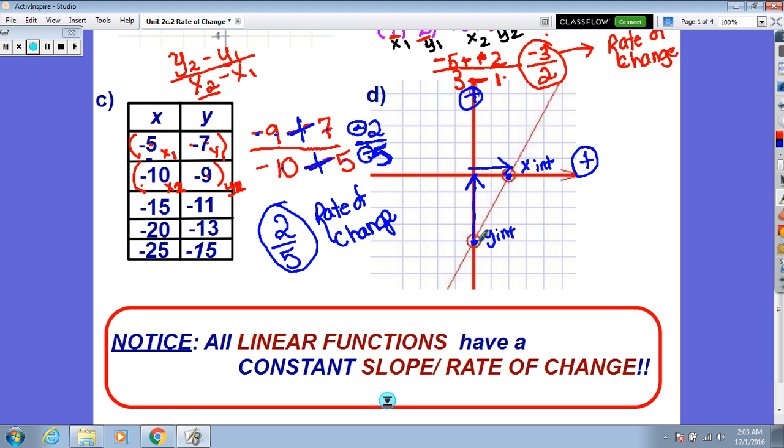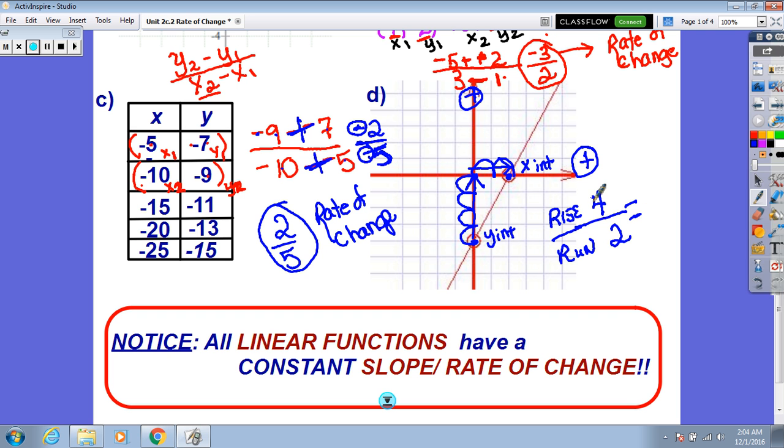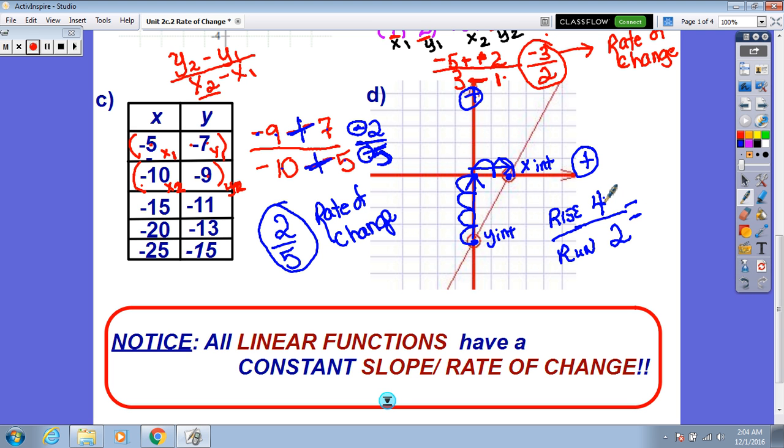Now I just have to count them out. So we count as we move. 1, 2, 3, 4. So that is a positive 4. And remember that number goes on the top because that is my rise number. And then run will go on the bottom. So we have to run over 1, 2 spaces. Okay? Once again, we have to simplify. 4/2 or 4 divided by 2 gives me 2. So this is my rate of change, or my slope.